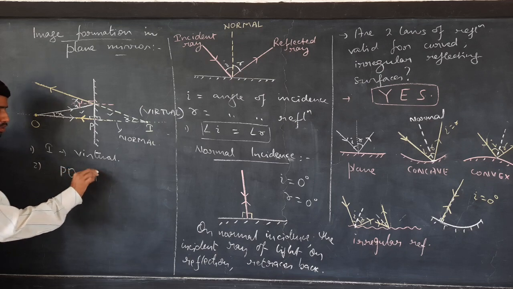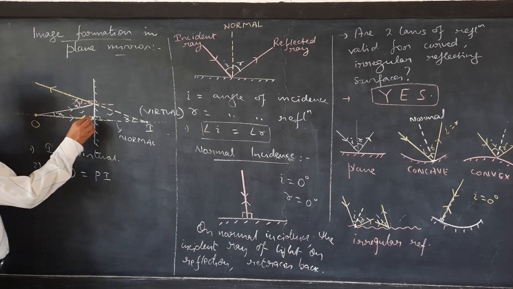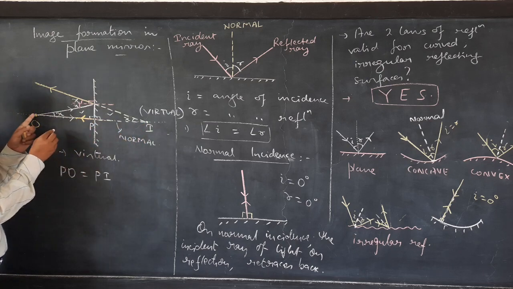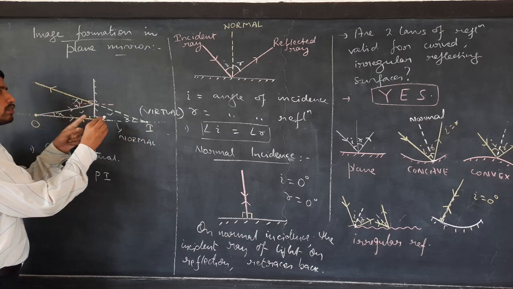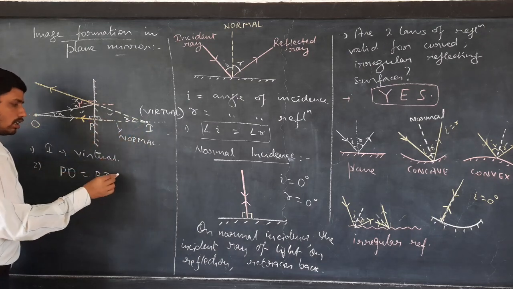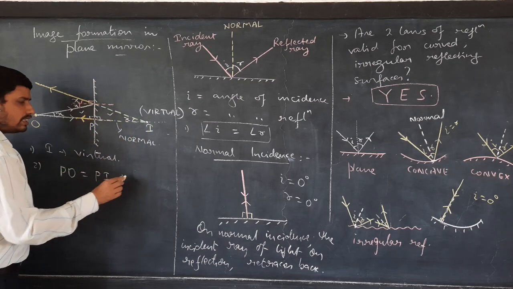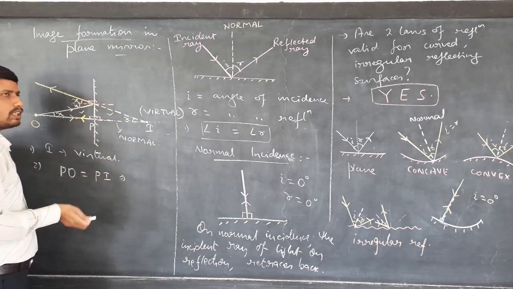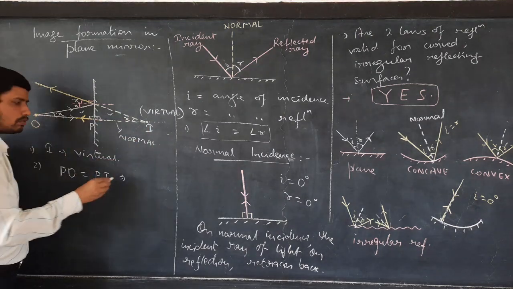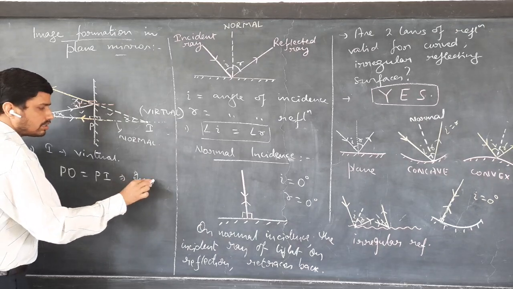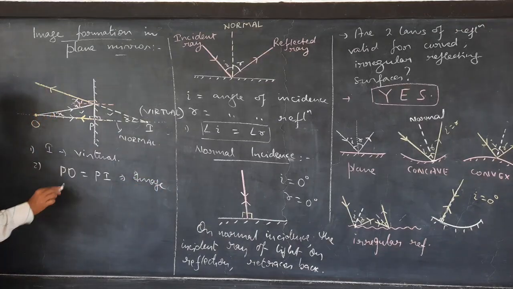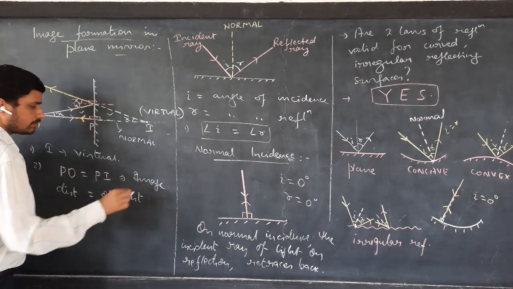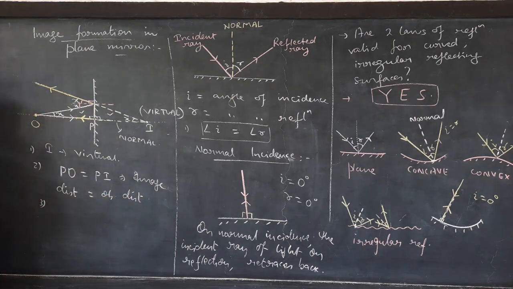This distance is equal to P to I. P is the point on the mirror. PO is equal to PI. That means the distance of the object from the mirror is equal to the distance of the image from the mirror. So in other words, we write the image is formed behind the mirror as far as the object is in front of the mirror. So image distance is equal to object distance.